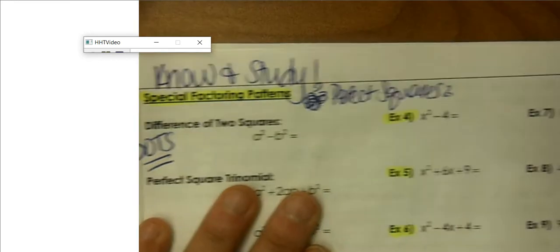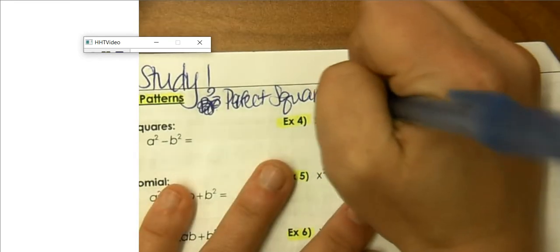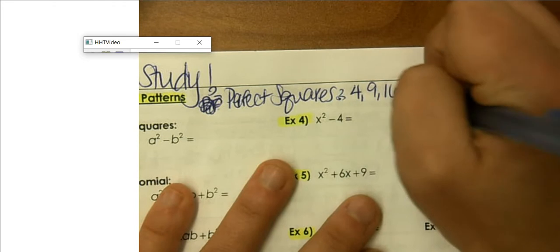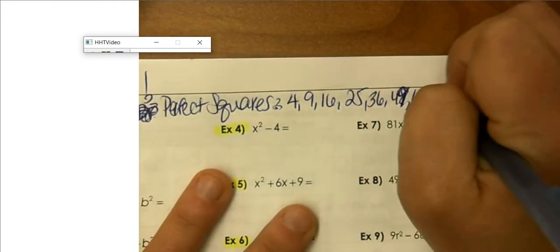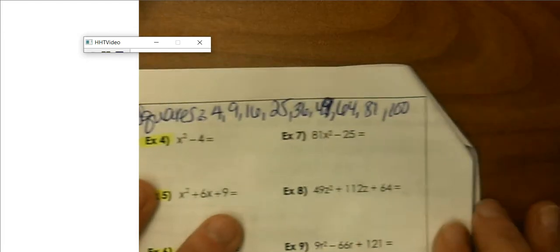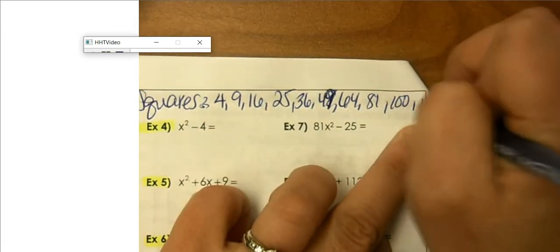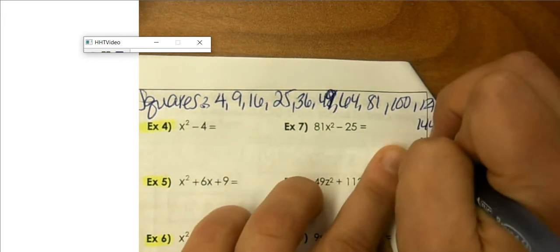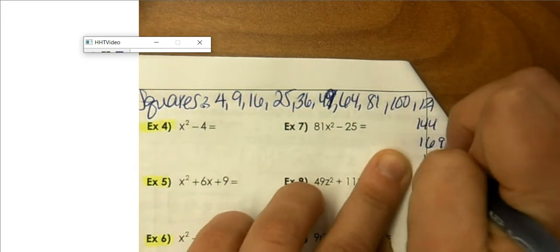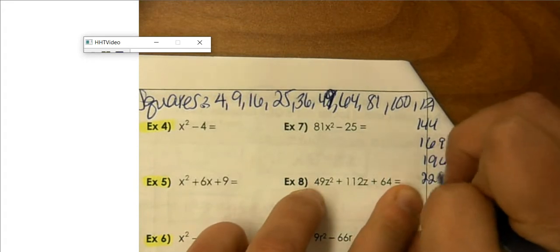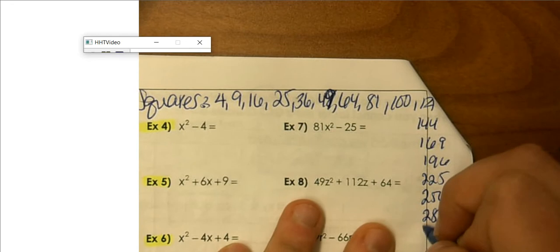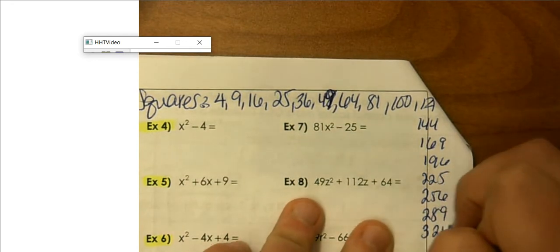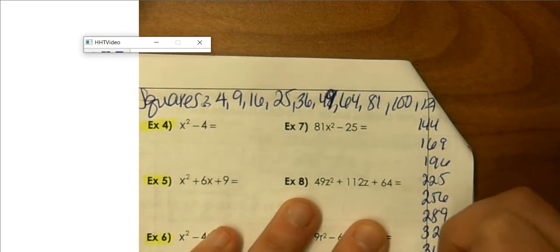They are your numbers that are 4, 9, 16, 25, 36, 49, 64, 81, 100, 121, 144, 169, 196, 225, 256, 289, 324, 361, and 400. Sometimes you might see 625 as well.